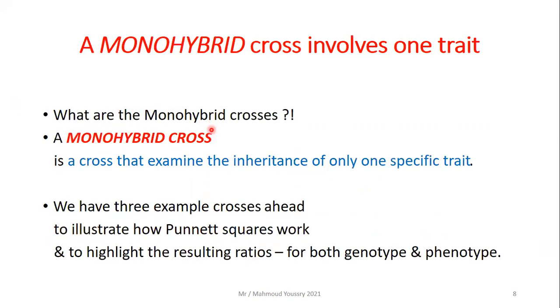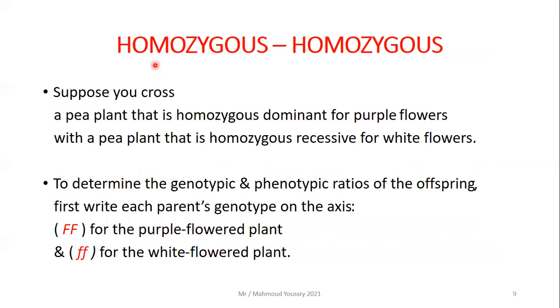So what's a monohybrid cross? A monohybrid cross is a cross that examines the inheritance of one specific trait, only one specific trait. We have three example crosses ahead to illustrate how Punnett squares work and to highlight the resulting ratios for both genotype and phenotype. Keep in mind that genotype is the genetic makeup of the organism, while phenotype is the physical appearance of that organism. So the first one is homozygous.